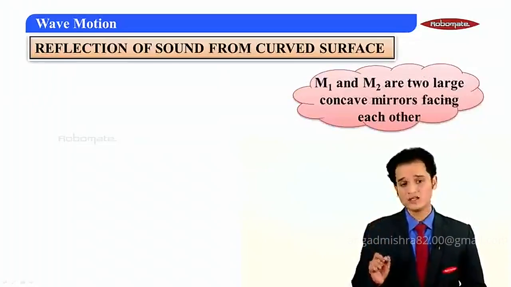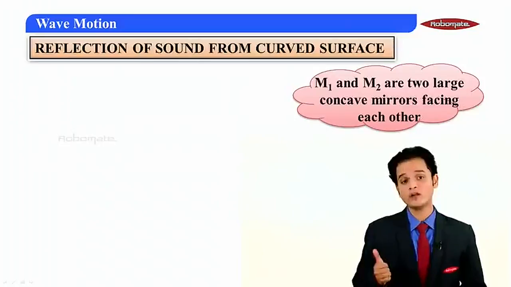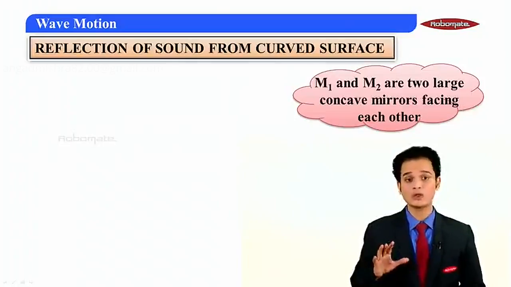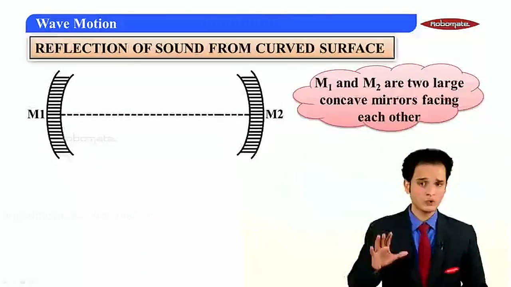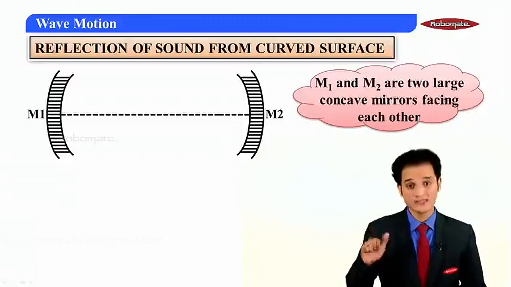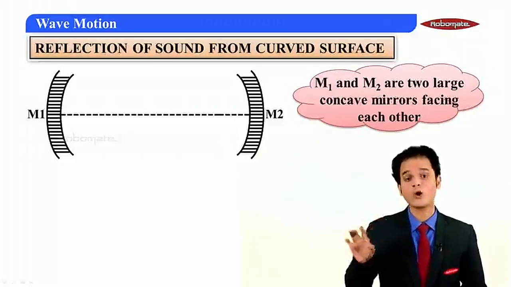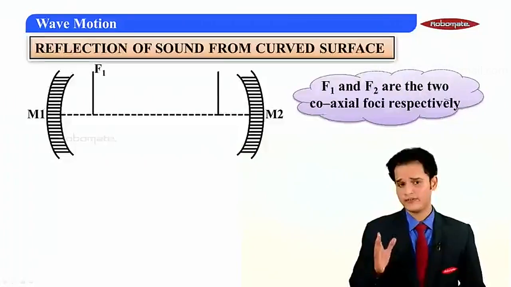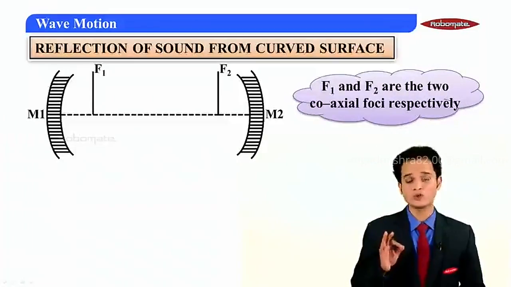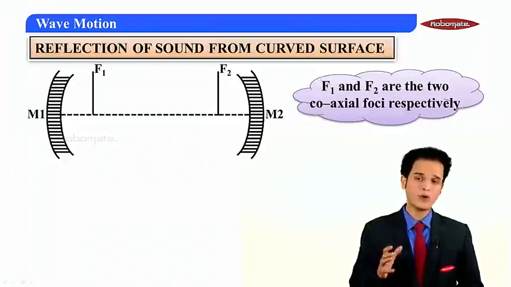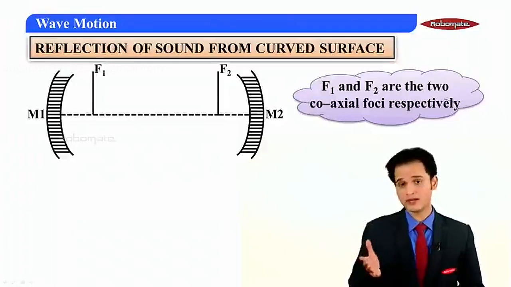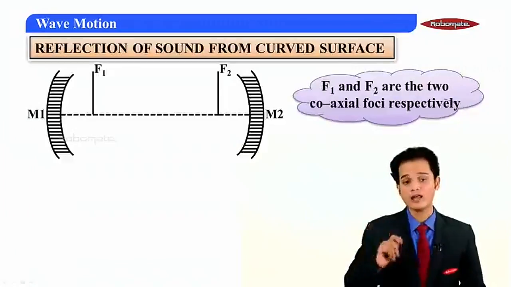So our arrangement initially would consist of M1 and M2, which are two large concave mirrors facing each other. I'll help you imagine it. M1 and M2, you can clearly see, are facing each other and they also share a common axis. Further, F1 and F2 are the two coaxial foci respectively. Students, the focus is the point where all the waves reflected from either of the mirrors are going to be focused. So here we have two focus points, that is nothing but F1 and F2.